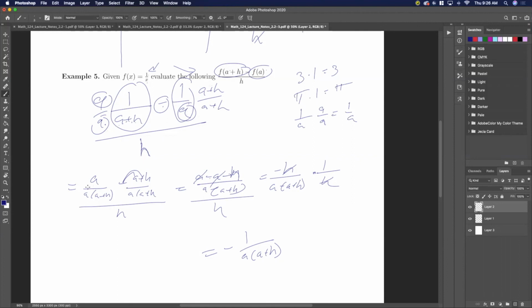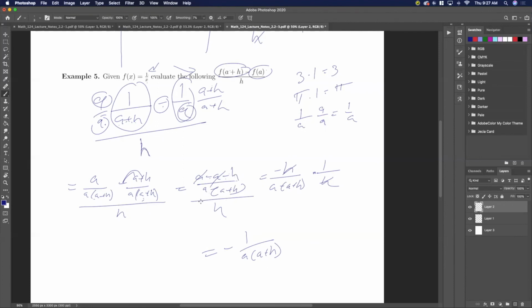Once I do that, I get this: a, and then a plus h minus a plus h divided by a times a plus h. And then what I did is, now that I have the same denominator, I can put this fraction together. I distributed my negative sign to both. And then here I can cross off a and minus a because those will add up to be just a. So I'm left with minus h over a times a plus h.